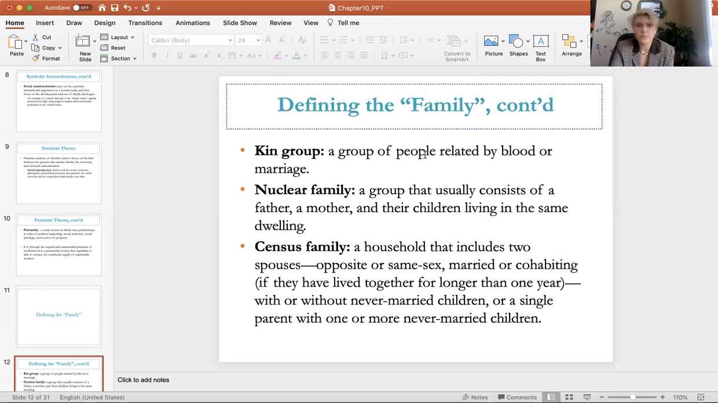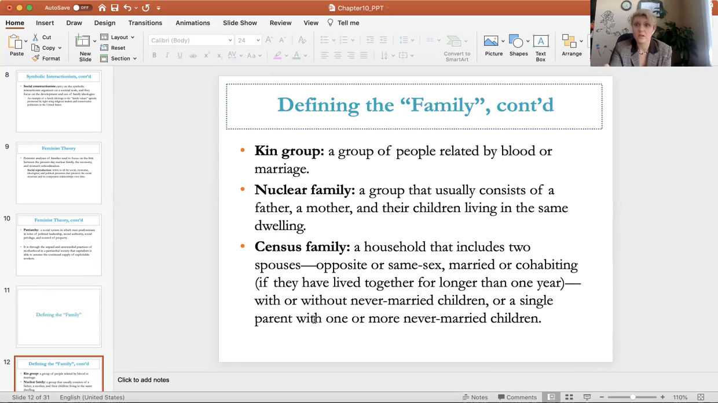So again, there are many different terms that we can look at to try to define what exactly a family unit is. You can say it's a kin group because people are related by blood, but also by marriage, of course. I mentioned the term nuclear family, and typically that suggests mom, dad, and children living under the same roof. A census family is a more recent term, which designates spouses not necessarily of the opposite sex, but same-sex marriage is included in this. Or you can even be cohabitating, having not been married officially over a year.